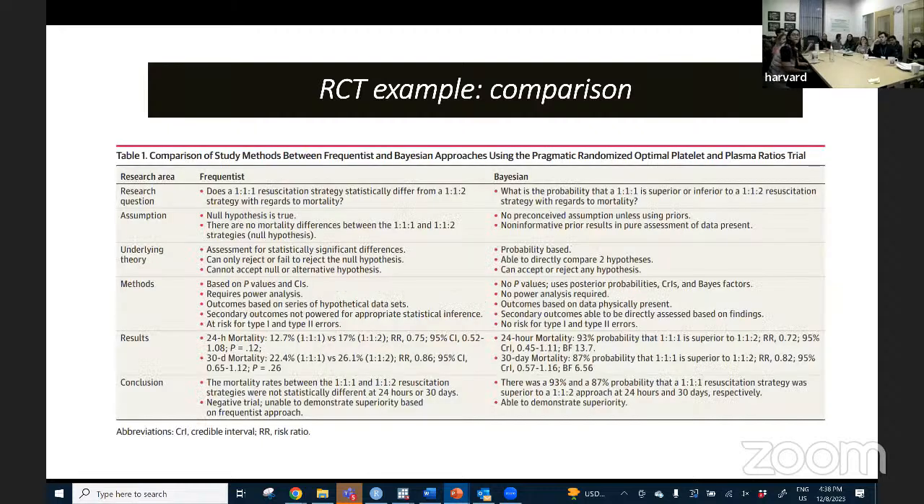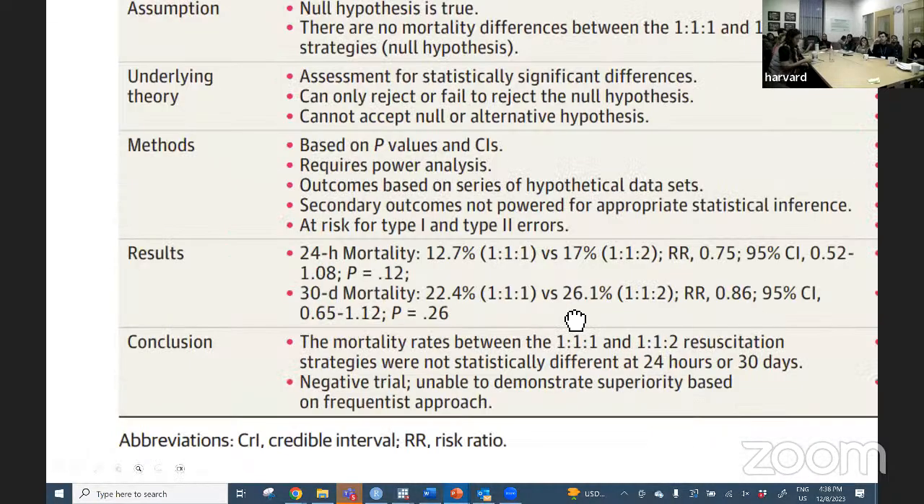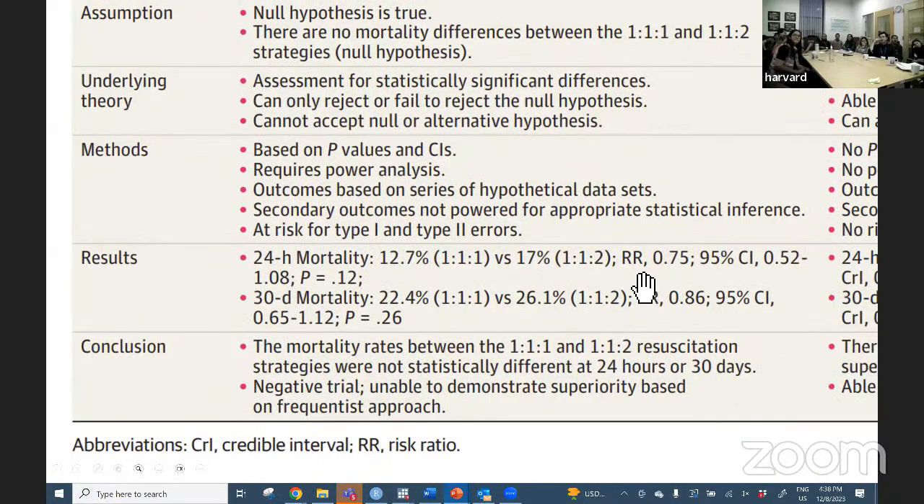They compared two groups, and these are the results. They found that the relative risk at 24 hours was 0.75. So let's interpret what that means. The first one is active, and this is sham. So 12.7 mortality rate versus 17 mortality rate. Therefore the relative risk is 0.75.